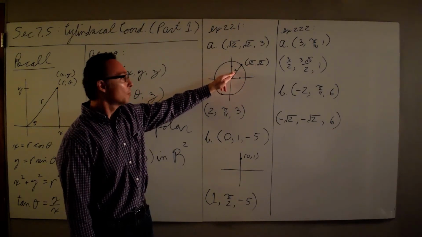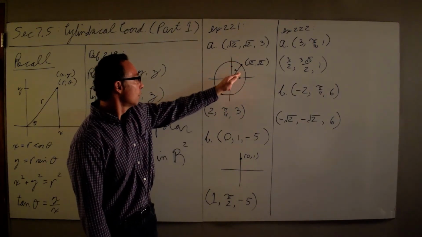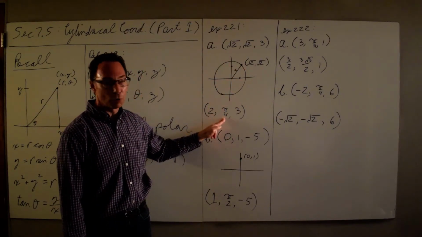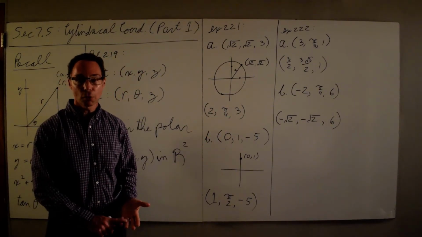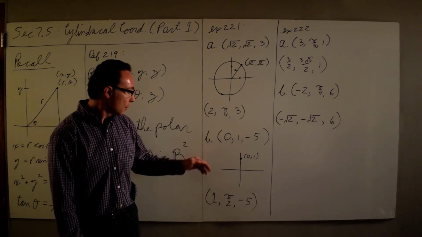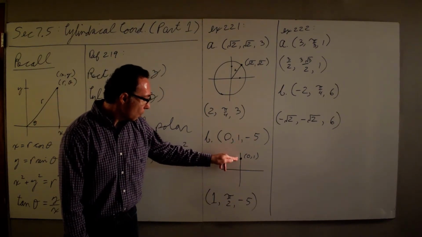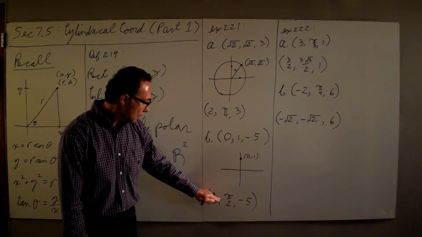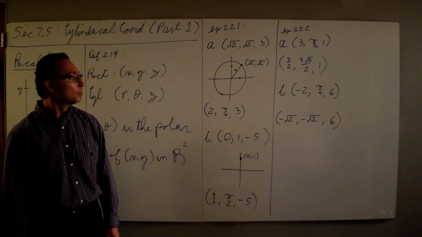R is 2, just the Pythagorean theorem. Also, we know we're in the first quadrant here. And so the conversion, we have r is 2. Since x and y are the same, theta is pi over 4, and z is equal to 3. So the z-coordinate for the rectangular coordinates and the cylindrical coordinates are the same. Here we have rectangular coordinate (0, 1, negative 5). So (0, 1) here in the xy plane has polar representation (1, pi over 2), and the negative 5 is equal to negative 5.